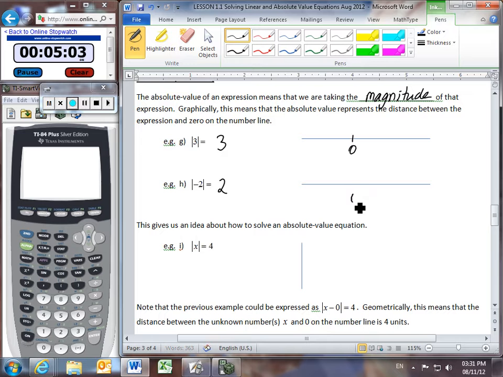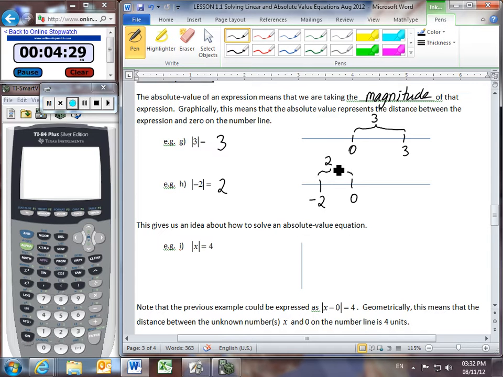Here's 0 in both of these number lines. Now in my first case, I'm looking at the absolute value of 3. In the second case, I'm looking at the absolute value of negative 2. So if I graph those points on the number line, we can see that the absolute value is representing the distance between the contents of the expression and 0. Likewise here, the distance between negative 2 and 0 is a distance of 2 units. So that's a good way of thinking about absolute value as a distance on a number line.